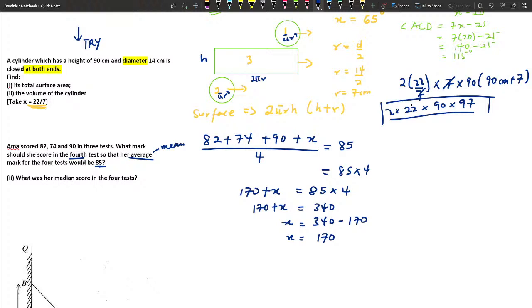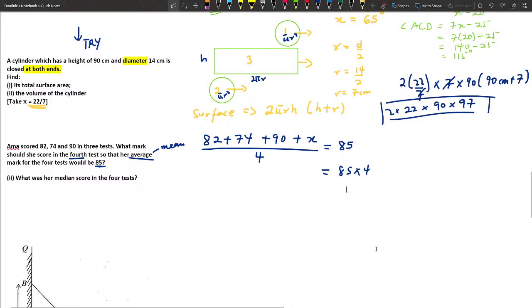There's a mistake with this. Yeah, okay, there's a mistake with this. So let me clean it and then do that quickly. It's not 170, it's supposed to be more than that. It's supposed to be 200 and something.